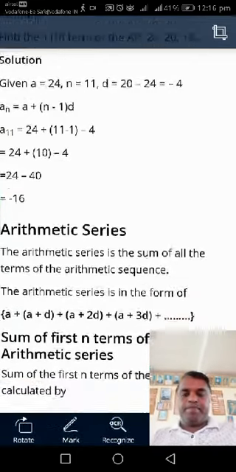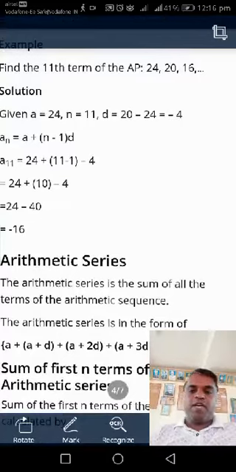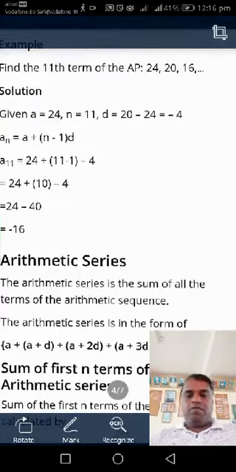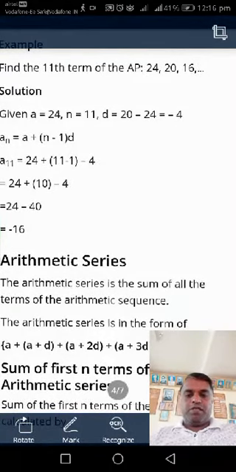Arithmetic series. Understand all of it. This type you have to find the nth term of AP, whatever the terms will be given. Next we go to the arithmetic series.